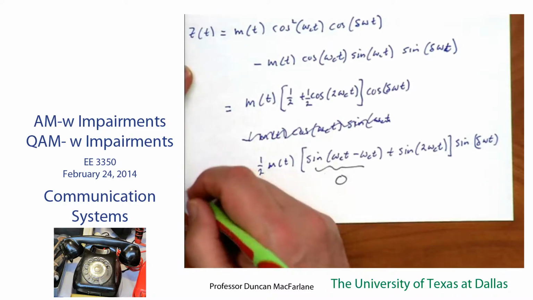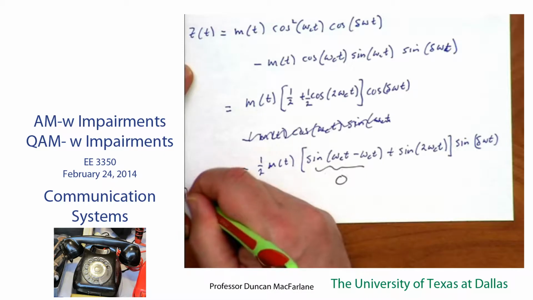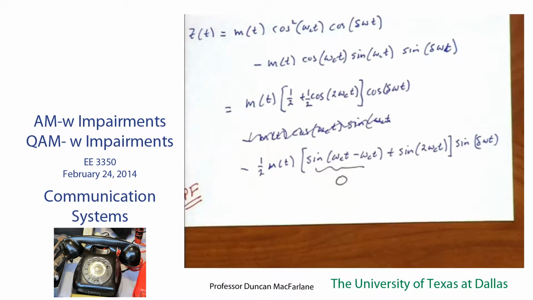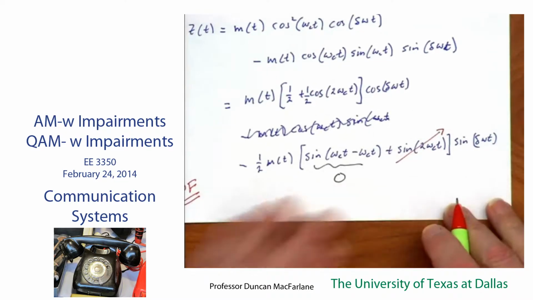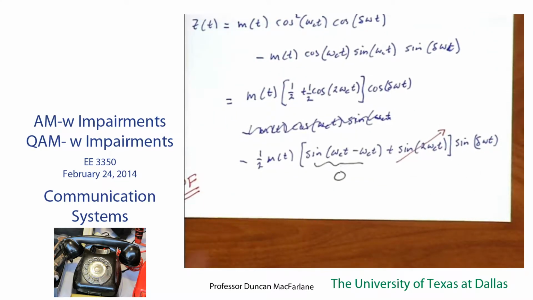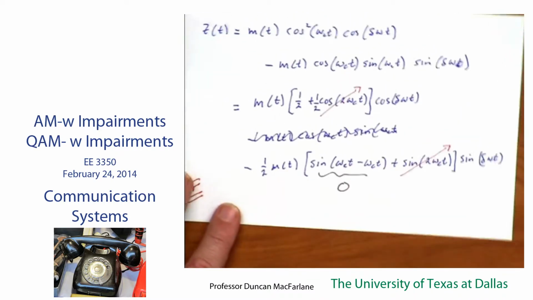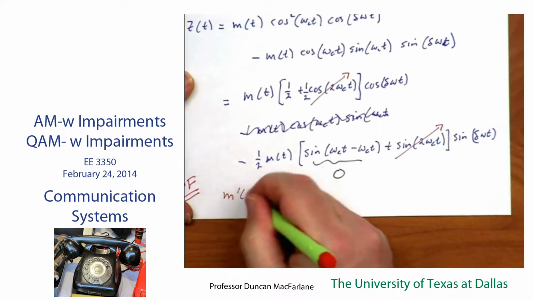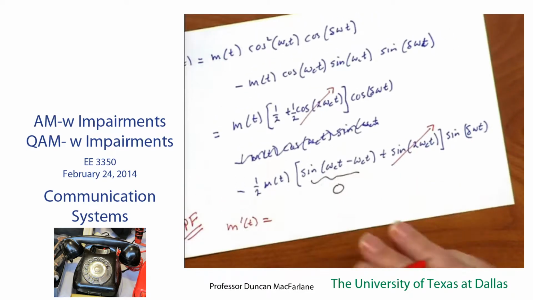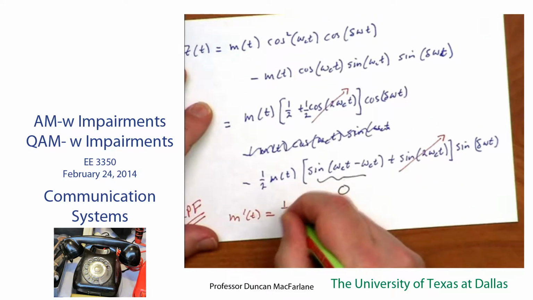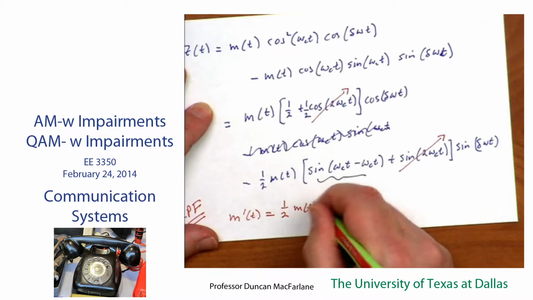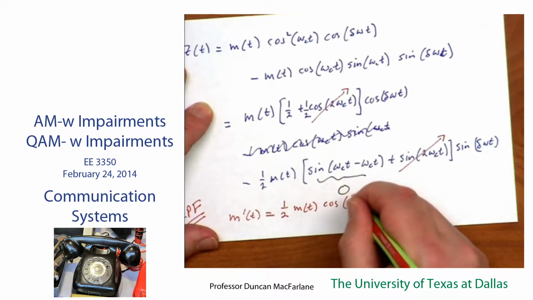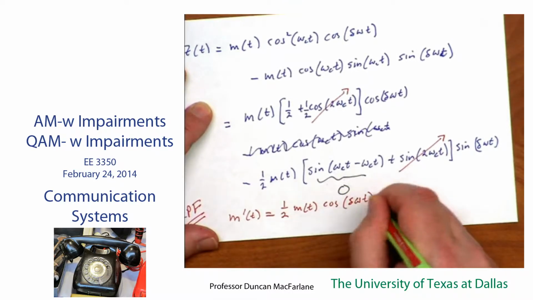So now we low-pass filter this. And this guy goes away on the low-pass filtering side. This term also goes away for low-pass filtering. So I have m prime of t, which is equal to 1/2 m of t times cosine of del omega t.